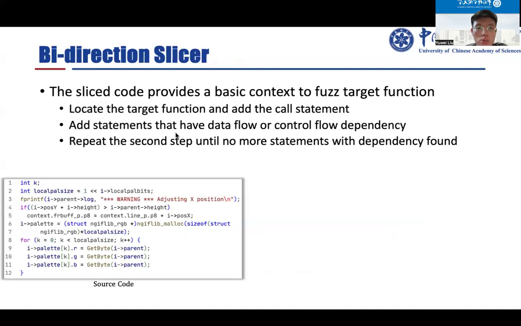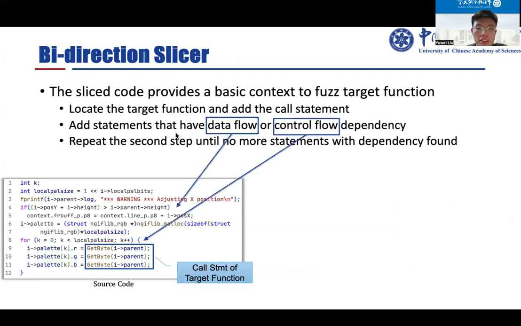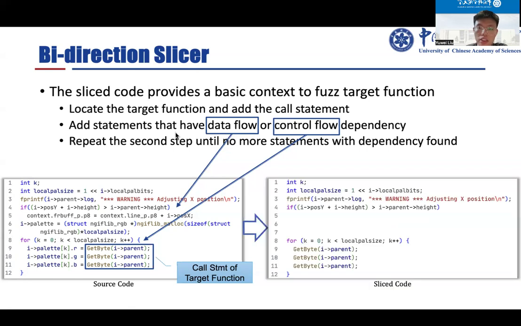The sliced code provides a basic context to fuzz the target function. The bidirectional slicer locates the target function and adds the call statements, then adds the statements that have data flow or control flow dependency, and repeats the second step until no more statements with dependency are found. We currently slice the function that directly calls the target function by default, as further slicing of high-level functions can lead to code size explosion, making it more difficult to fully test the target function.